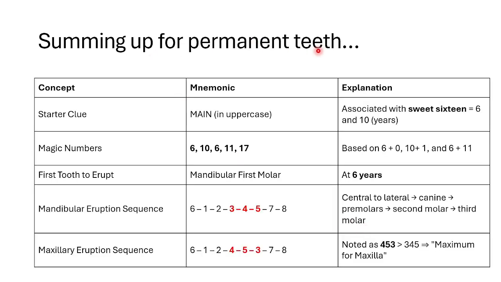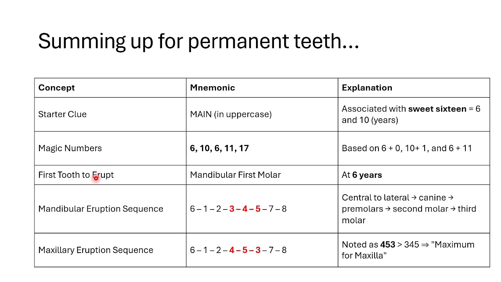Now summing up for permanent teeth: for baby teeth it was NXI all in lowercase, and permanent teeth are also called the main teeth. So our mnemonic is MAIN, all in uppercase. And our magic number: for baby teeth it was neonate, for permanent teeth it's sweet 16. So sweet 16, 6 and 10. What we did: first we wrote the 6 and 10, then we added 0 to 6, and then we added 1 to 10 to get 6 and 11, and then we added those 11 and 6 to get 17. So our magic numbers were 6, 10, 6, 11 and 17.